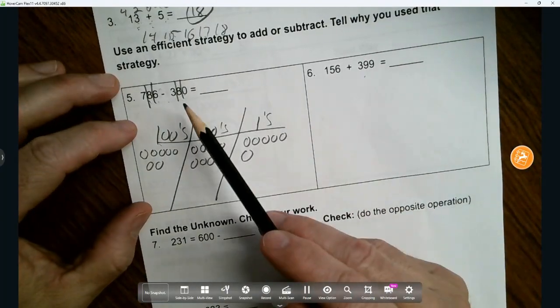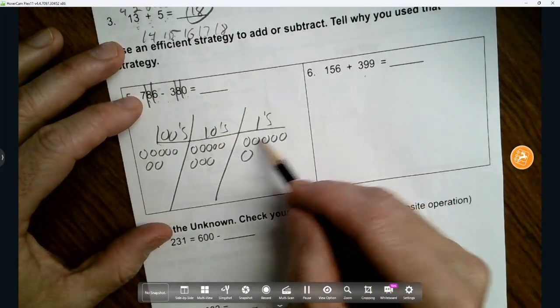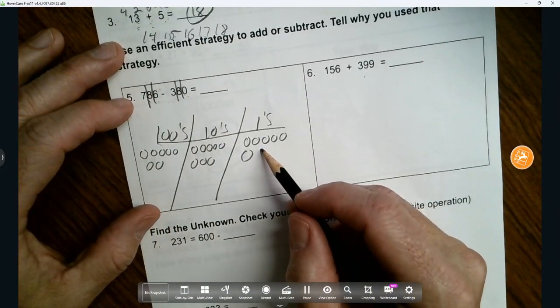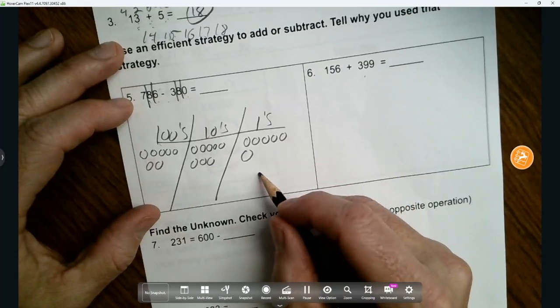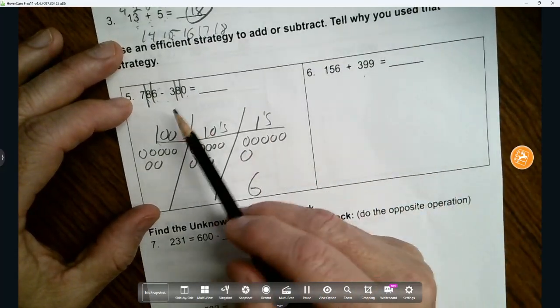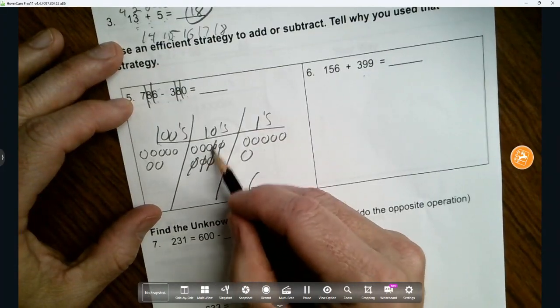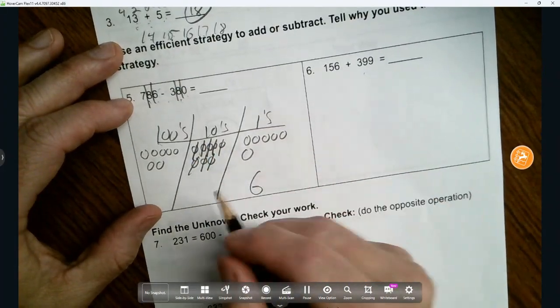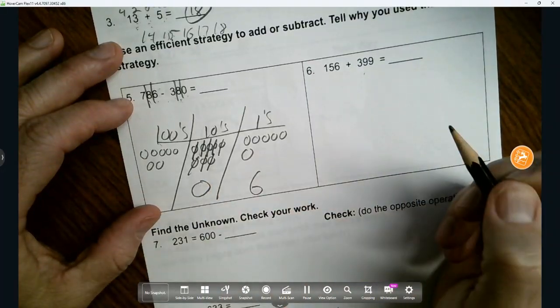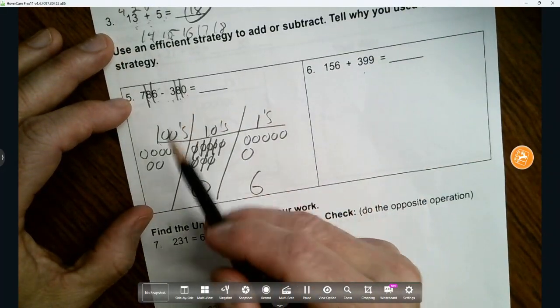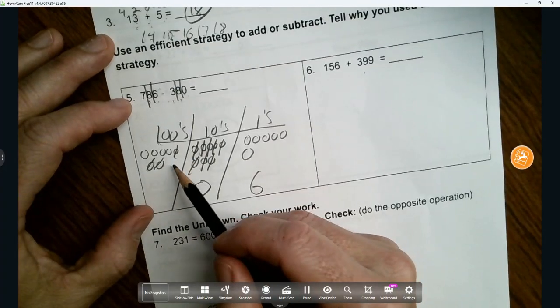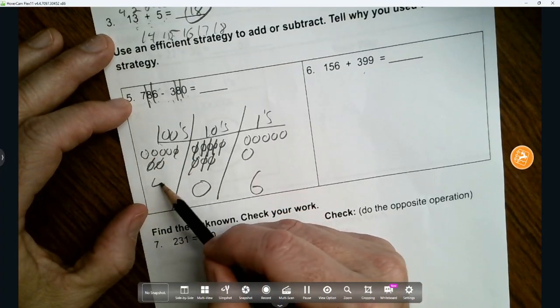Now we're going to subtract. We need to take away 0 ones. So if I take away 0 ones from 6, I cross nothing out, I still have 6. Now I need to take away 8 tens. 1, 2, 3, 4, 5, 6, 7, 8. How many is left? 0. Now I need to take away 3 hundreds. 1, 2, 3. How many is left? 1, 2, 3, 4.